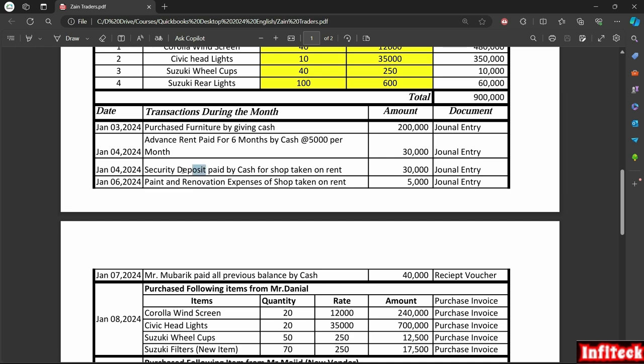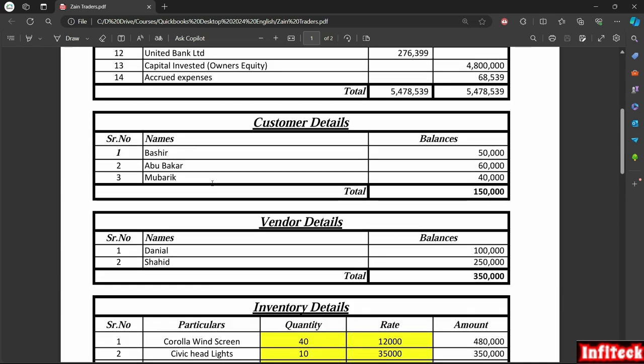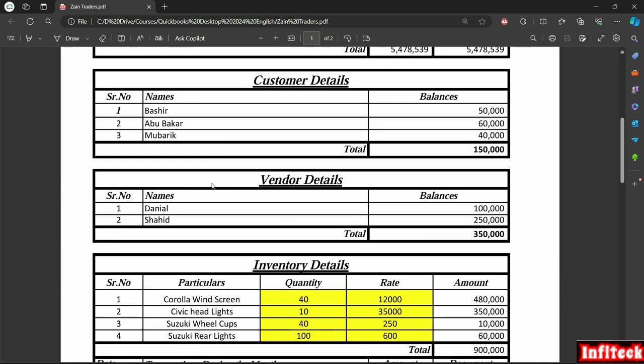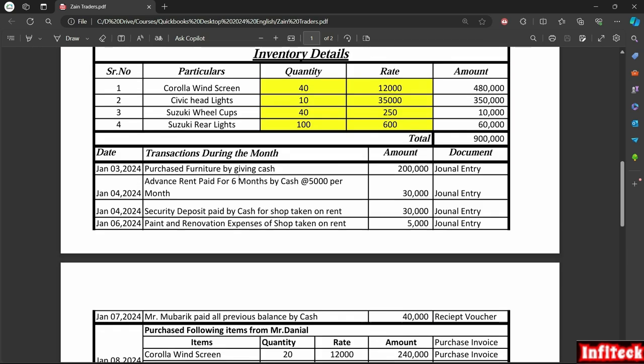So security deposit will be returned in future, right? It's in a liquid form, so it cannot be a fixed asset, because the fixed assets are furniture and equipment and machinery, you can say motor vehicles. It should not be the inventory part, but it should be the other supporting assets of the company.